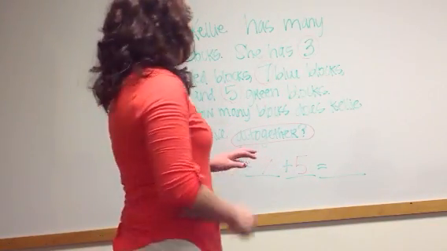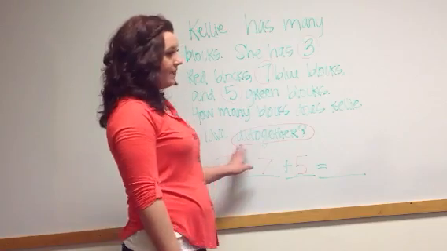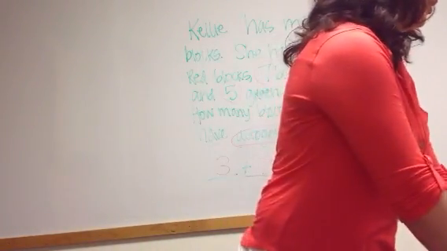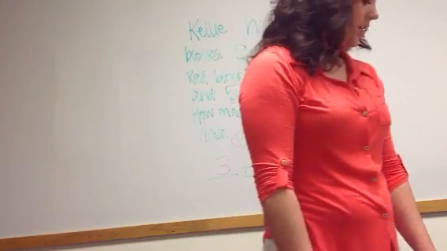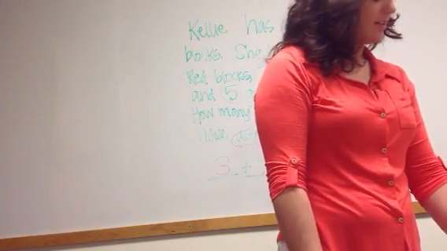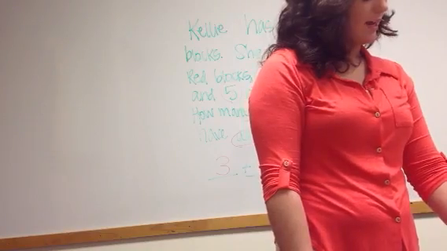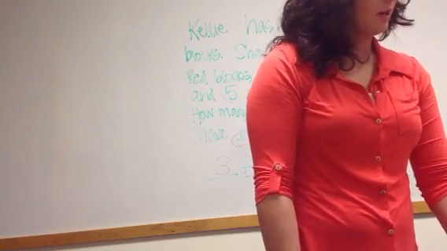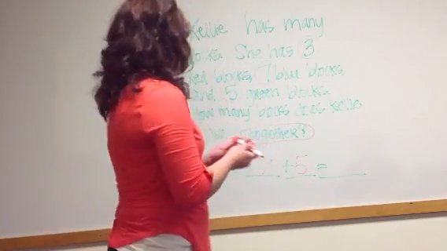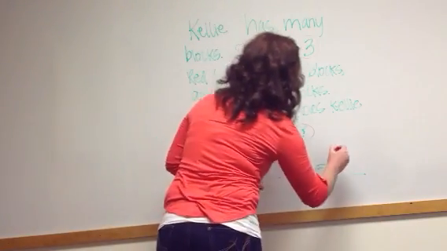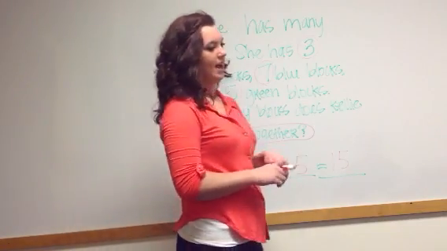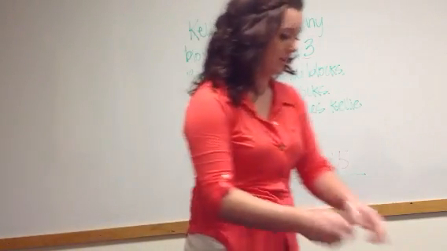Okay, now to find the answer, we're going to add them all together. So we're going to count all of our blocks that we have separated out on our table. 1, 2, 3, 4, 5, 6, 7, 8, 9, 10, 11, 12, 13, 14, 15. So our answer is 15. 3 plus 7 plus 5 equals 15.